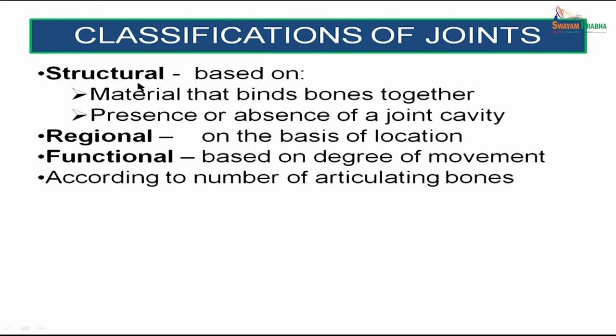First, we can classify the joints based on how they are constructed or what is their structure. That means, what is the material that binds the bones together? And whether these joints have a cavity or not. Then we can classify them according to regional or on the basis of where these joints are located. Then we can classify them as functional classification that is based on the degree of movement allowed by each joint. In addition to this very important classification types, structural, regional, and functional, we can also classify joints according to the number of bones present within the articulations.